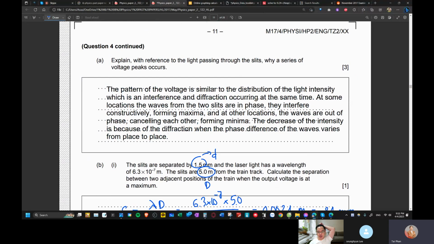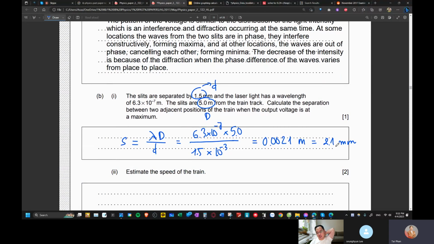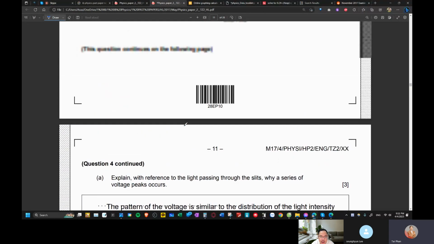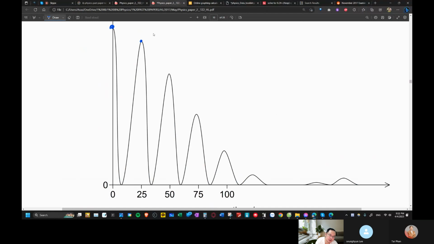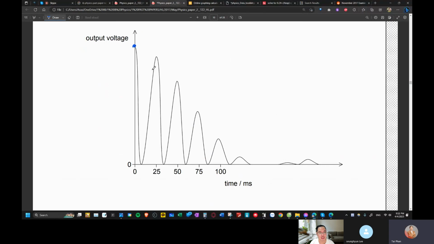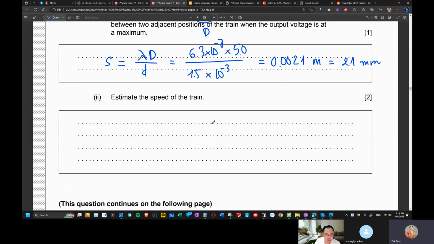Part B2: estimate the speed of the train. Read the statement. To find the speed, we need the distance, and we need the time that the train takes to move this distance. The time is determined on this graph. The time between the two peaks, from this peak to this peak, is almost 25. Is that 20 or 25? You can use a ruler to determine this. In the real paper, I assume 25. So the time is 25 millisecond.